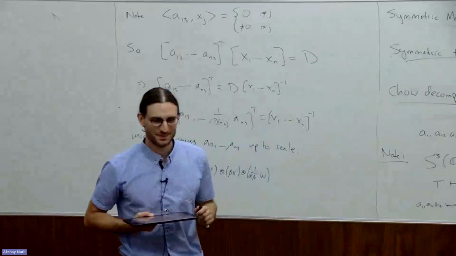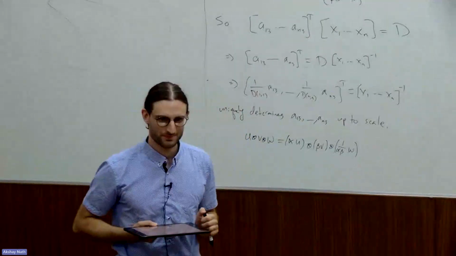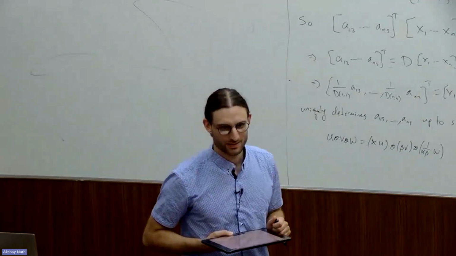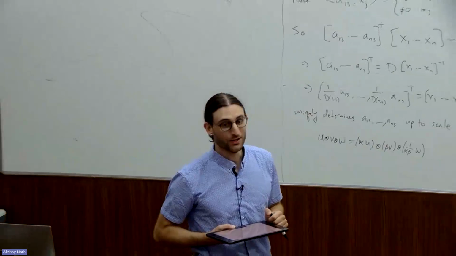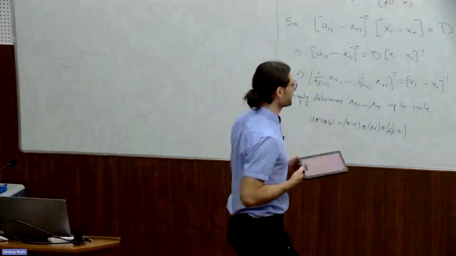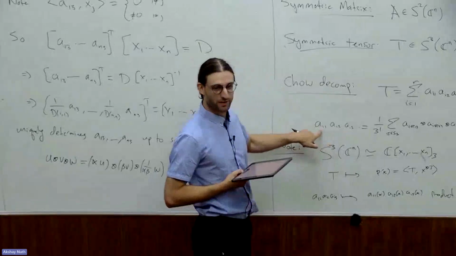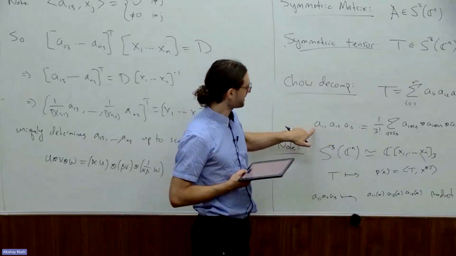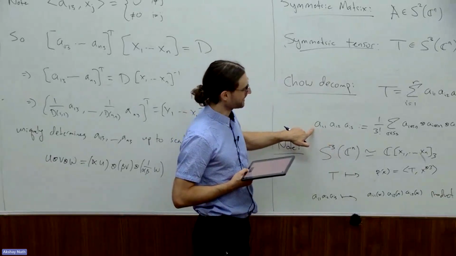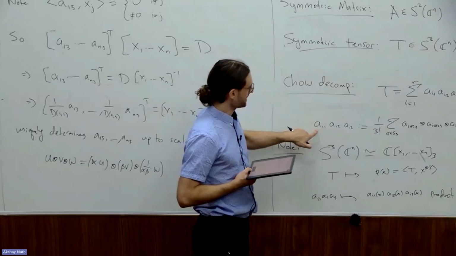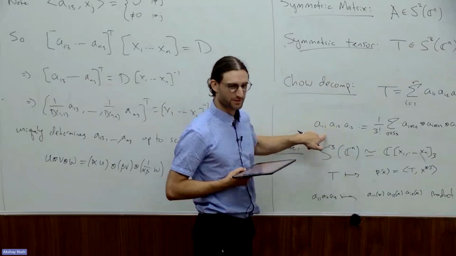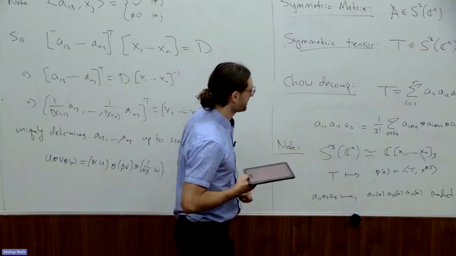So the Chow rank, is that the same as the rank for a symmetric tensor? No, not the same. You can already see it here. This guy has Chow rank 1, but it has higher tensor rank. Well, it depends on how these are related to each other.